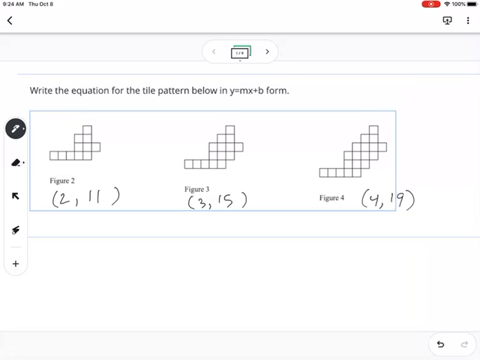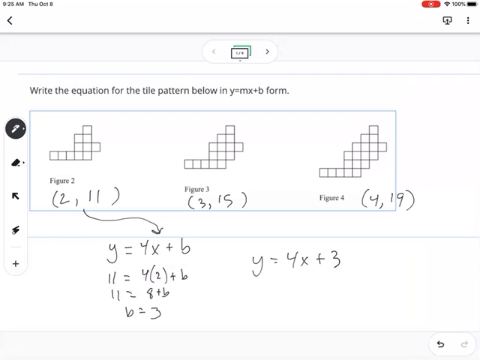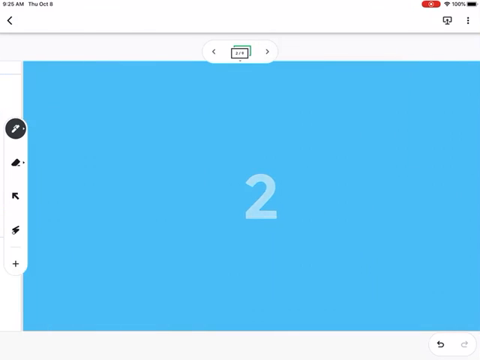So looking at the y values, we know that it's increasing by 4 each time. And so that becomes our growth rate for tiles per figure. So we have 4x plus b. Now we just need to figure out b, and we can do that by plugging in any of these points. So I'm just going to put this one in. Our 11 equals 4 times 2 plus b. That's 11 equals 8 plus b, so b equals 3. So putting it all together, y equals 4x plus 3.